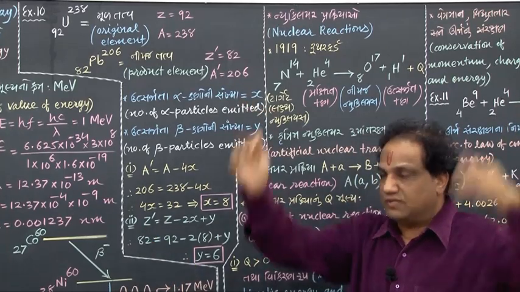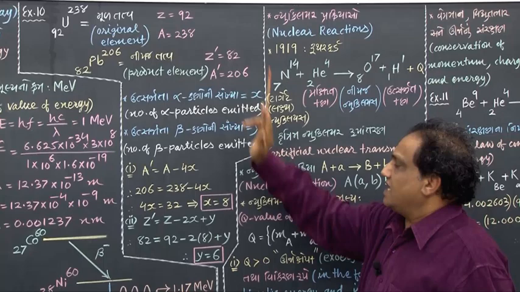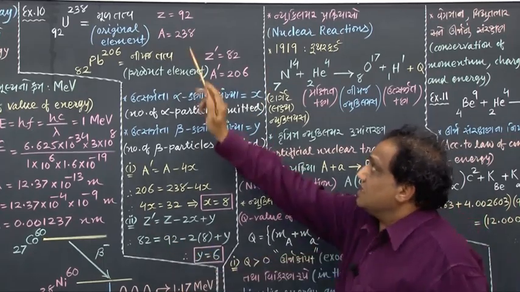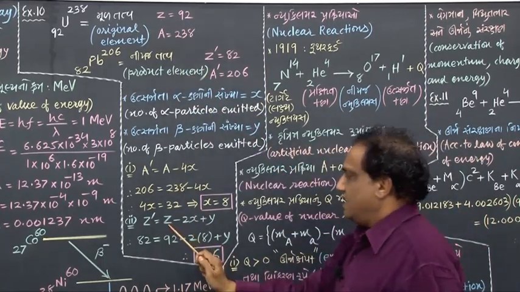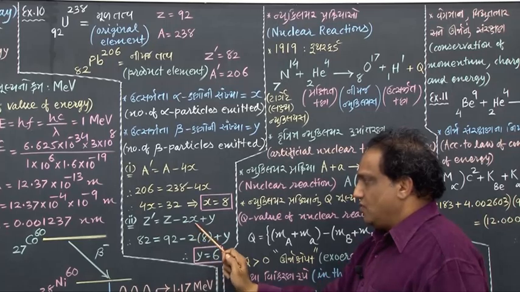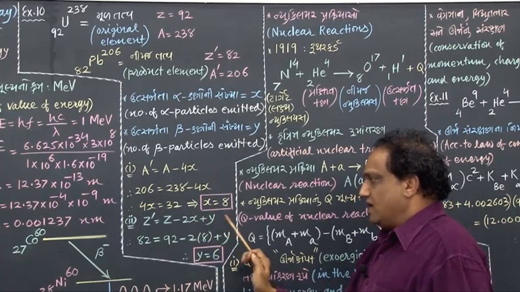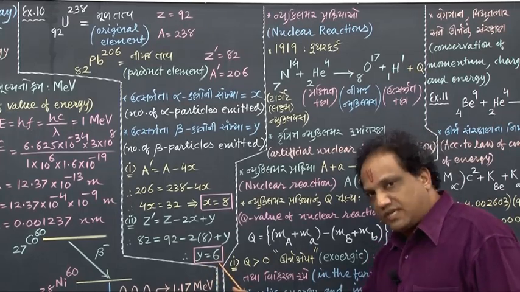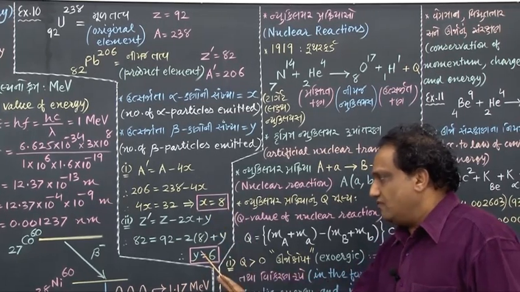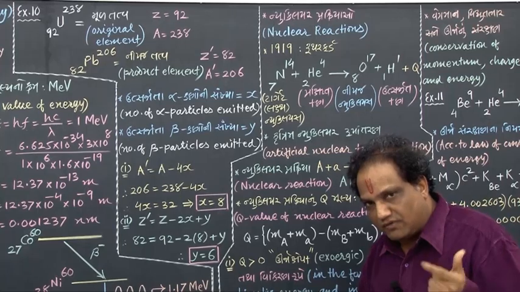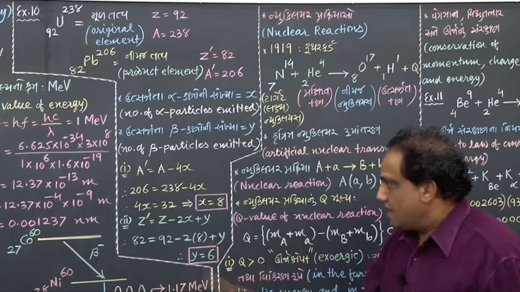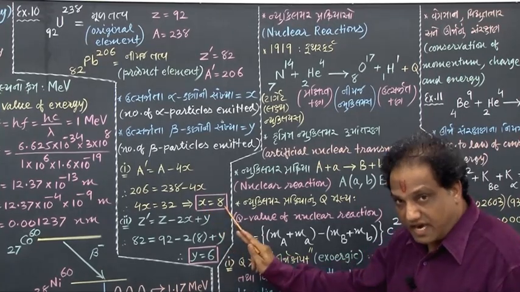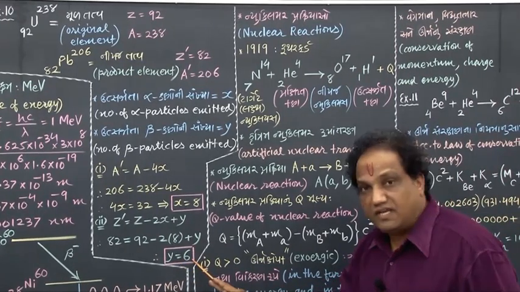And what is the Z dash value? It is 82. Z is 92, minus 2 into x, x is 8, plus y. Find y from here. Y comes out to be 6. X equals 8, y equals 6. Number of alpha particles emitted is 8. Number of beta particles emitted is 6.